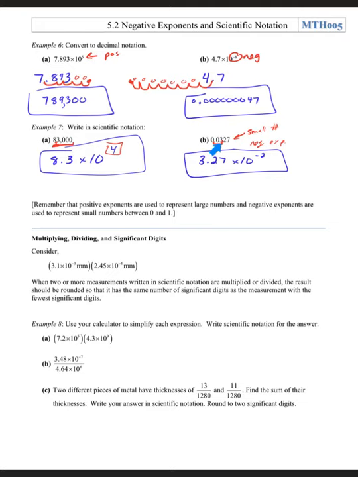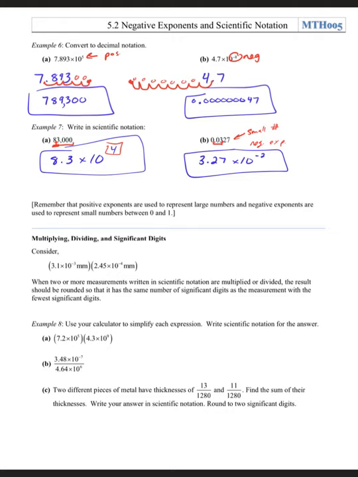So 3.27, and you say, okay, that's 2 places, and since it's a small number, a negative exponent, so 10 to the negative 2 power. Remember that positive exponents are used to represent large numbers and negative exponents represent small numbers between 0 and 1, which is what we've said. So now what we're going to be doing is using our calculator to work through these.